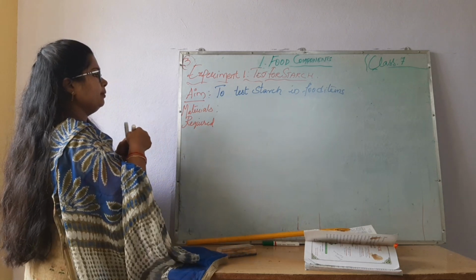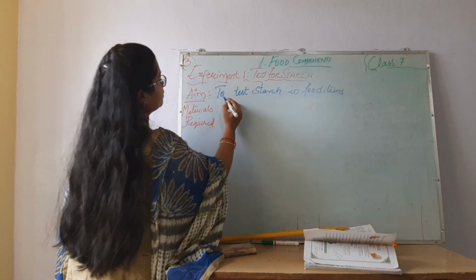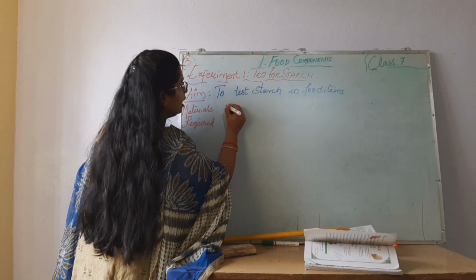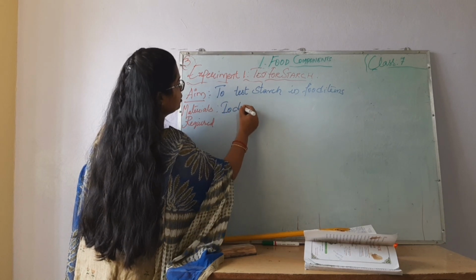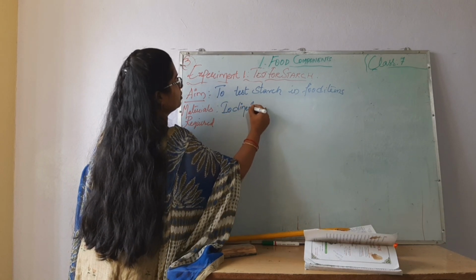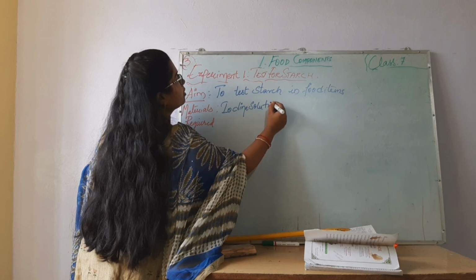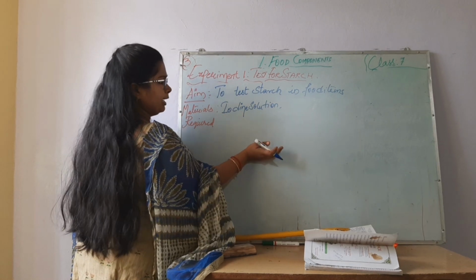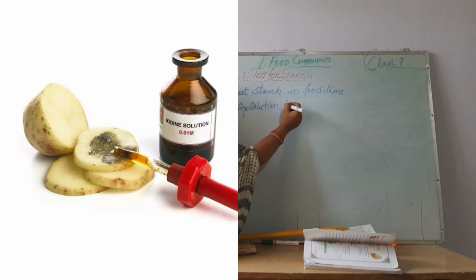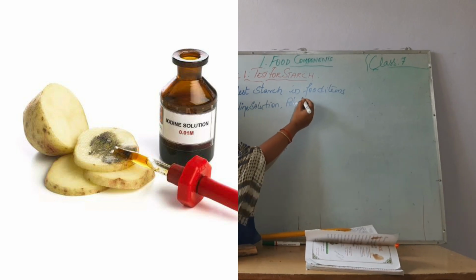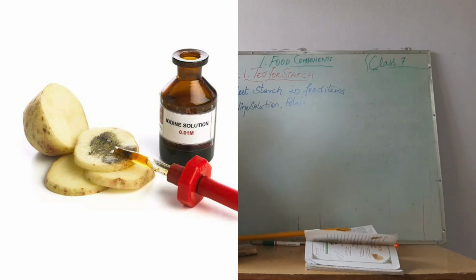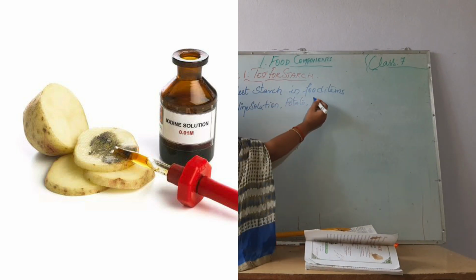What all you need? First, iodine solution. Any food item. I'll take potato here. You can take any food item. You need to cut the potato and keep it, and pour one drop.